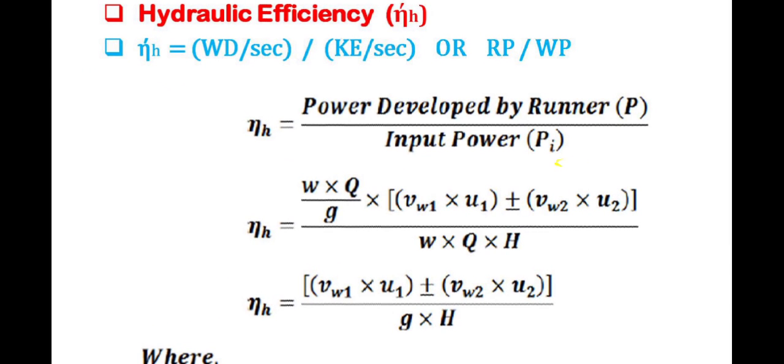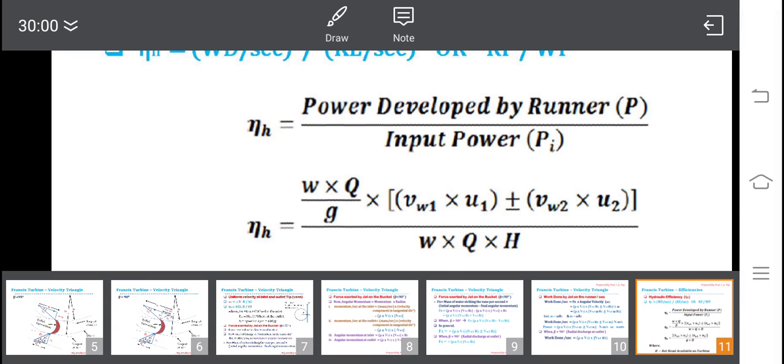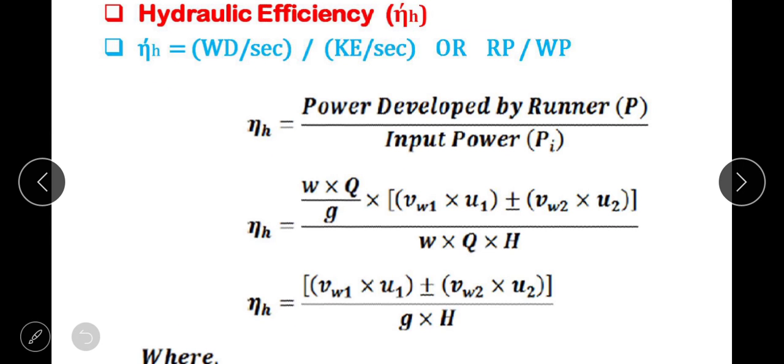Further, efficiencies to find out of Francis turbine. In a similar way as we did for the Pelton wheel, here also there are different efficiencies. If efficiency is not prefixed with any word, you are required to calculate hydraulic efficiency. Otherwise, it will be given particularly: find out mechanical efficiency or overall efficiency, or the value of mechanical efficiency is given as 96%, 85%, like that. If it is not mentioned, then it is always hydraulic efficiency, eta H.